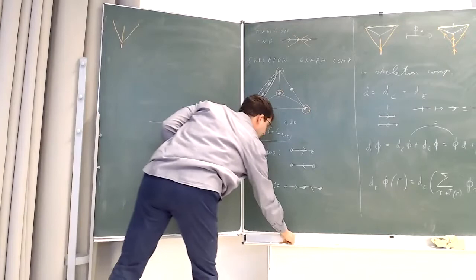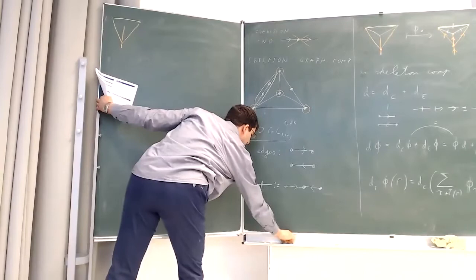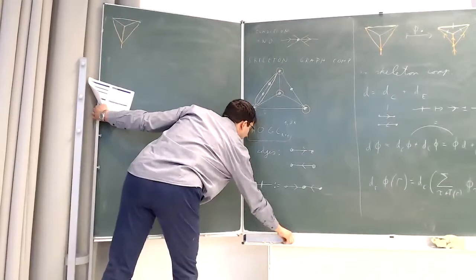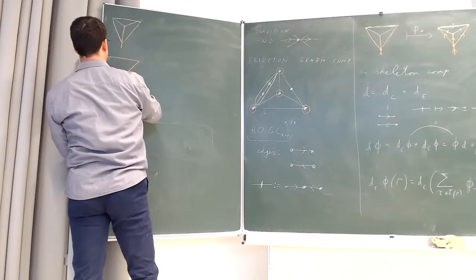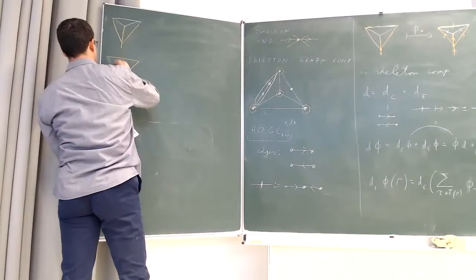This here, yellow. So this is one term, and the other term will be the same cycle. So the same cycle three, but another edge on the cycle of that cycle three.